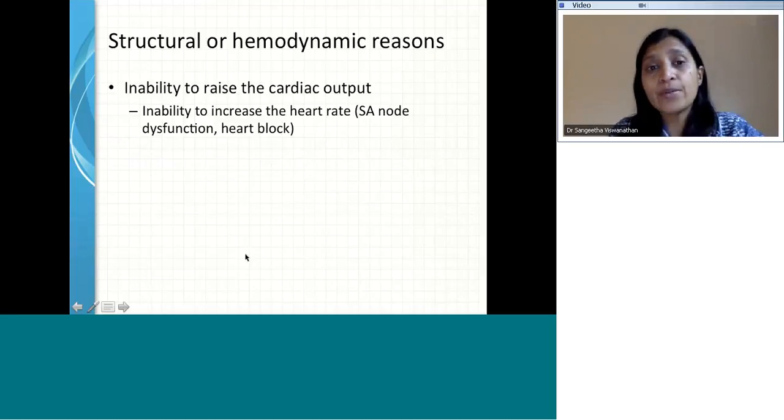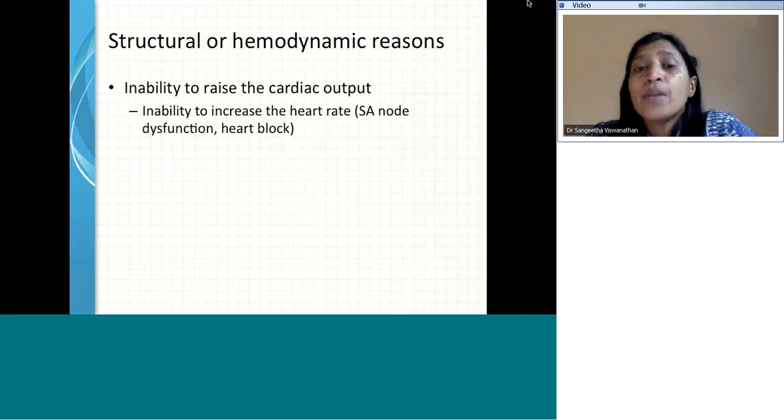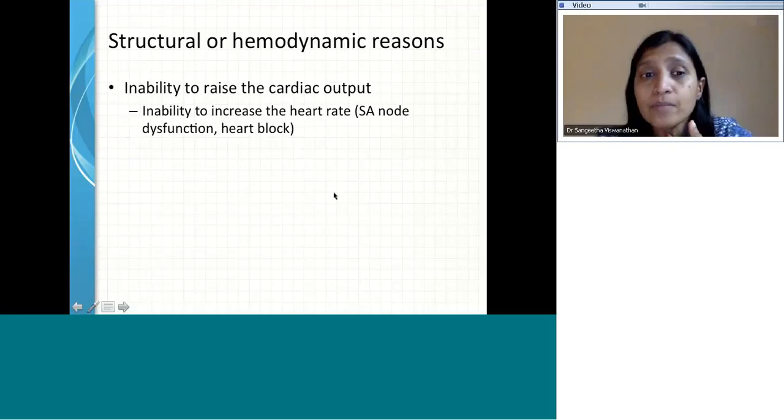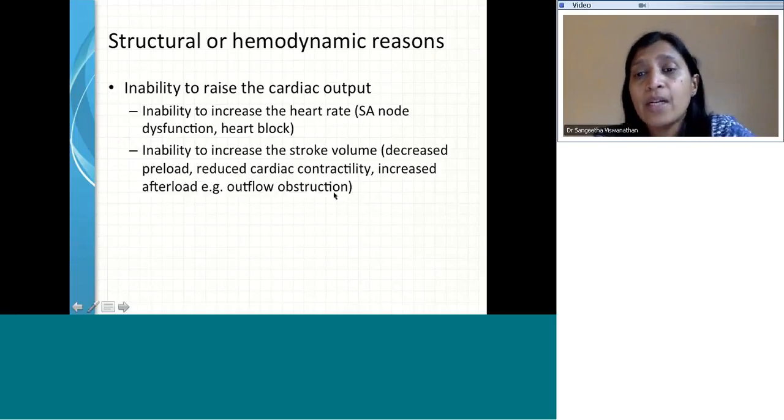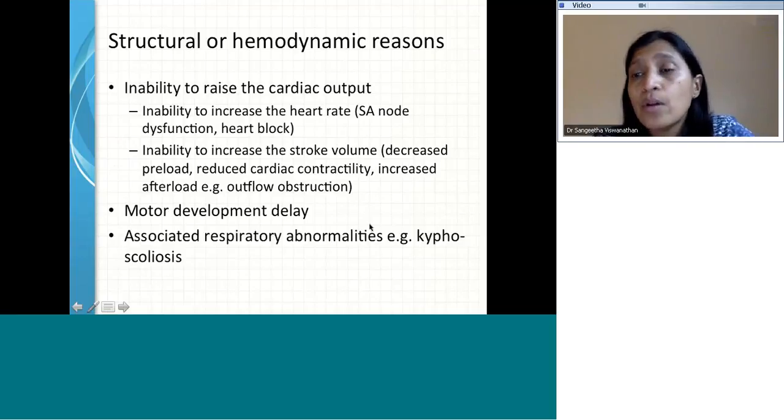So we said inability to raise cardiac output. So this is either an inability to increase the heart rate, such as sinus SA node dysfunction or a heart block, or an inability to increase the stroke volume, which can be because of decreased preload, reduced contractility, or increased afterload, which we have gone through. Motor developmental delay, and a lot of the time, patients with CHD can also have chest deformities, and as a consequence, they may have some restrictive lung pathology. So there are multiple structural or hemodynamic factors that can give rise to reduced physical activity.